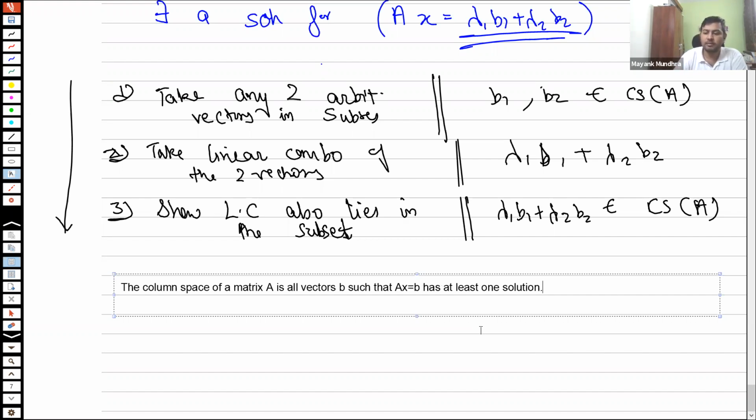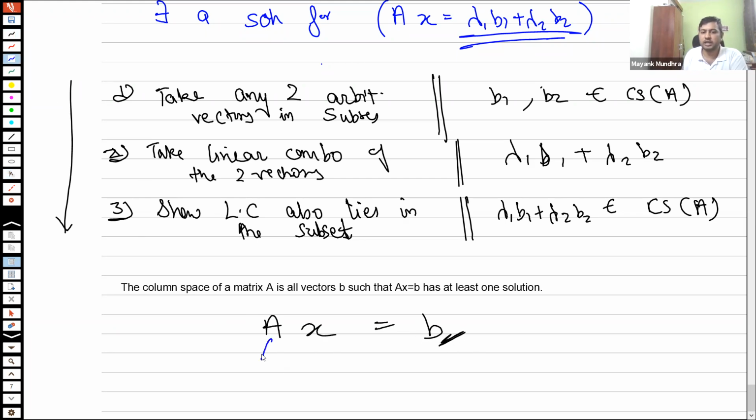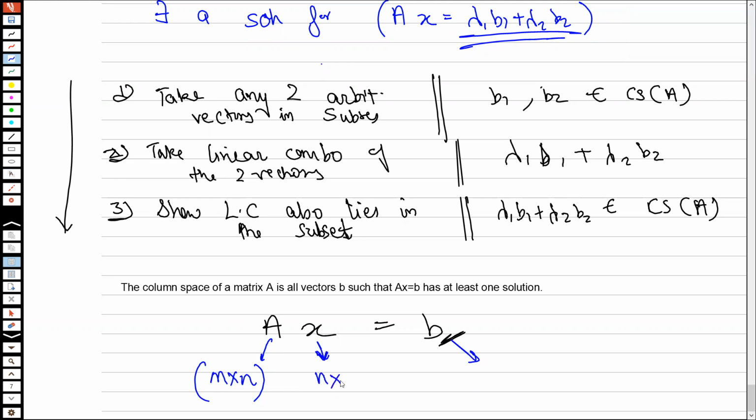Let me come back to the whole discussion about dimensions that we were having in the previous lecture. Ax equals b. So the column space is a collection of b vectors. Suppose A is m cross n. So what should be the dimension of x and what should be the dimension of b? Come on, dimension of x. It's a vector, so R to the power n.